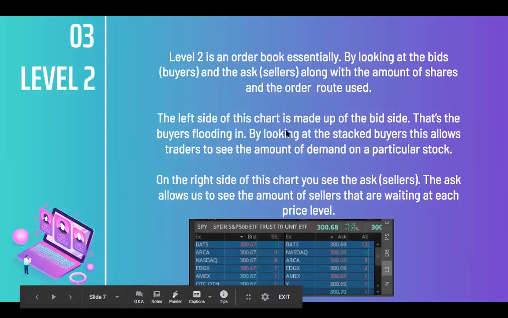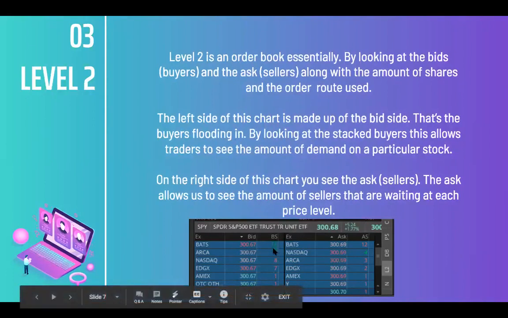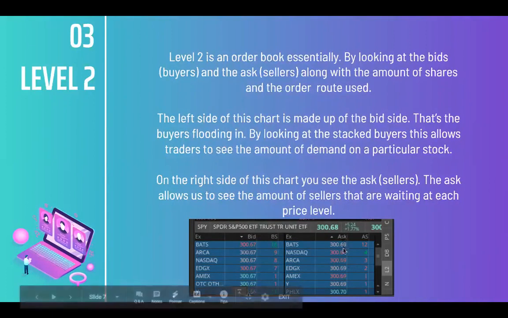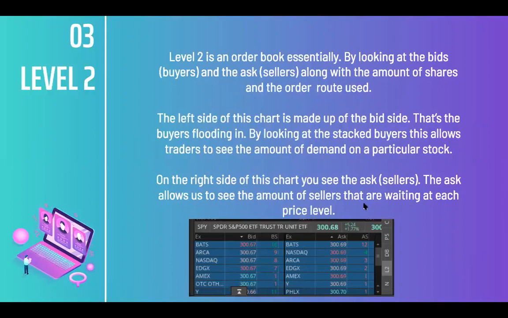The left side of the chart is made up of the bid side. That's the buyers flooding in here. By looking at the stacked buyers, this allows traders to see the amount of demand on a particular stock. On the right side of this chart, you see the asks here. The asks are the sellers. The ask allows us to see the amount of sellers that are waiting at each price level.